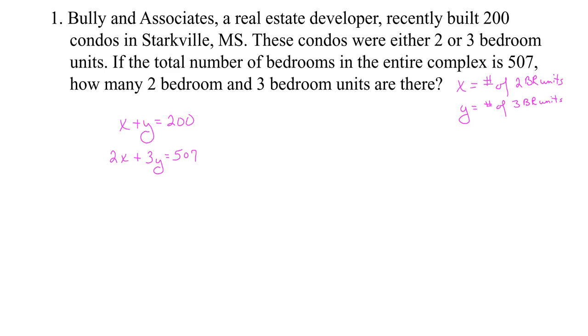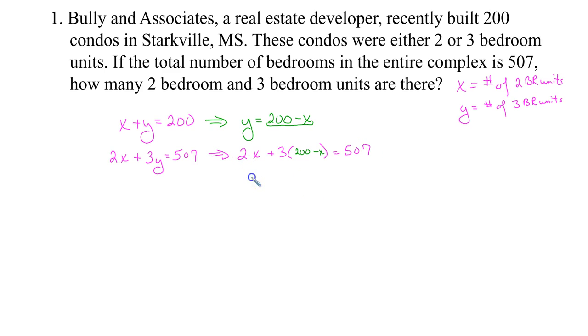I know many of you like to solve by substitution. I can hear it in the air. So we are going to solve this first equation for y. So y is equal to 200 minus x. I'm going to substitute this into the second equation. So the second equation becomes 2x plus 3 times 200 minus x. And this is going to be equal to 507.